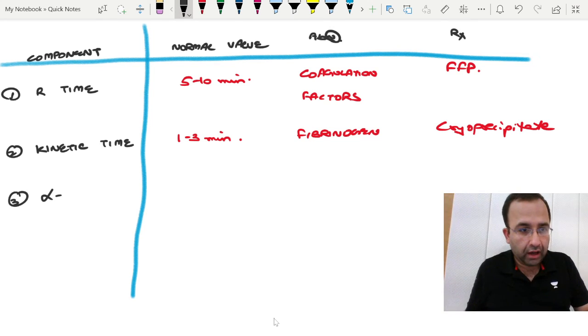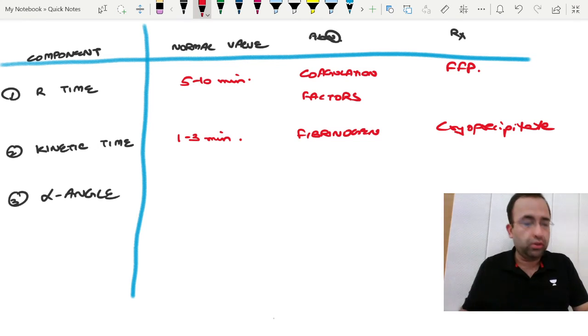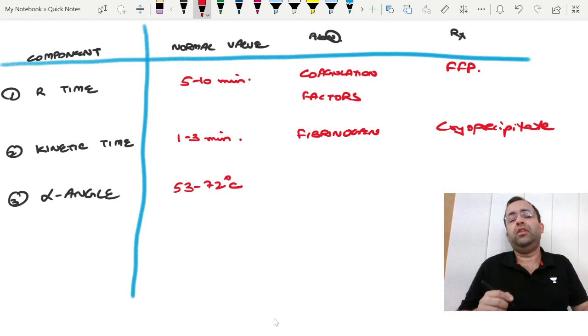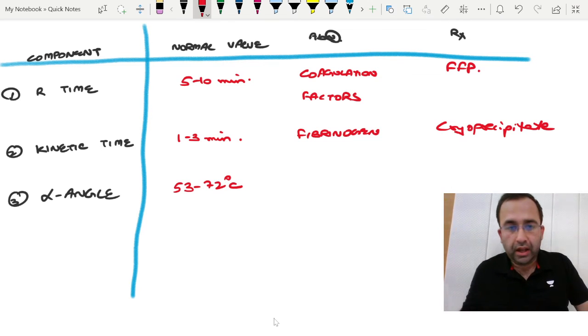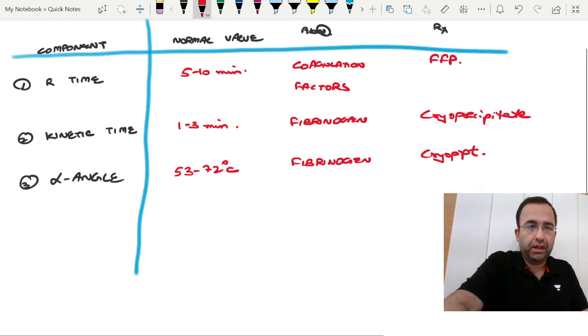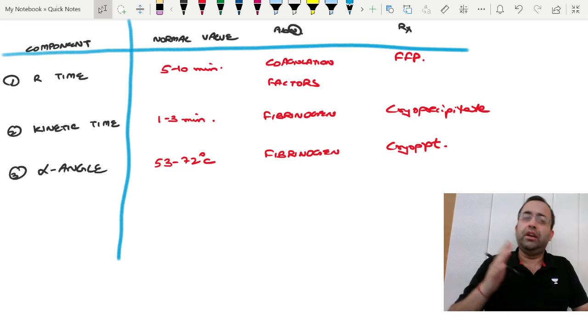Next is alpha angle. Alpha angle told us about the rate of formation of the clot. Normal alpha angle is 53 to 72 degrees. If alpha angle is low, that means the rate of formation is less because of reduced fibrinogen, the therapy of which is again the same, that is cryoprecipitate.